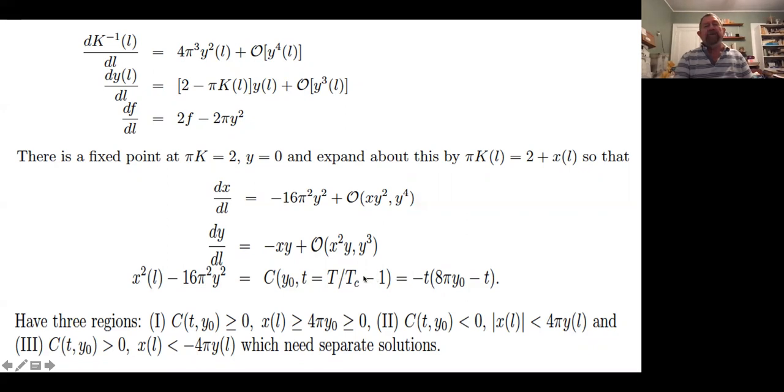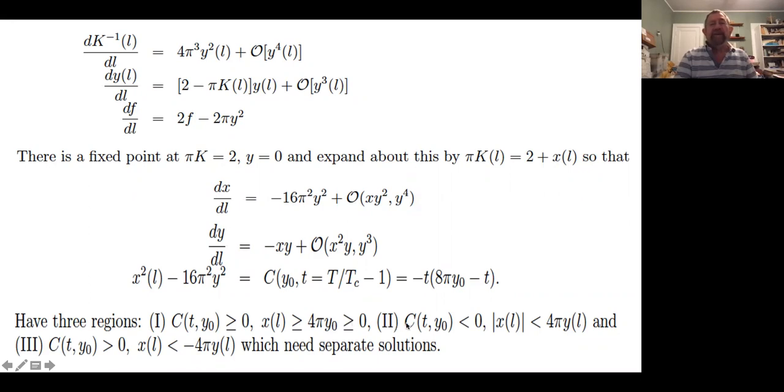And one can show, after a bit of algebra, that this integration constant c is actually minus t, remember t is proportional to t minus tc, times 8 pi y naught minus t. And so you've got three regions. The first region is when c is greater or equal to 0, and if x, the deviation, if pi k minus 2 is greater than 4 pi y naught. And that, of course, is always positive.